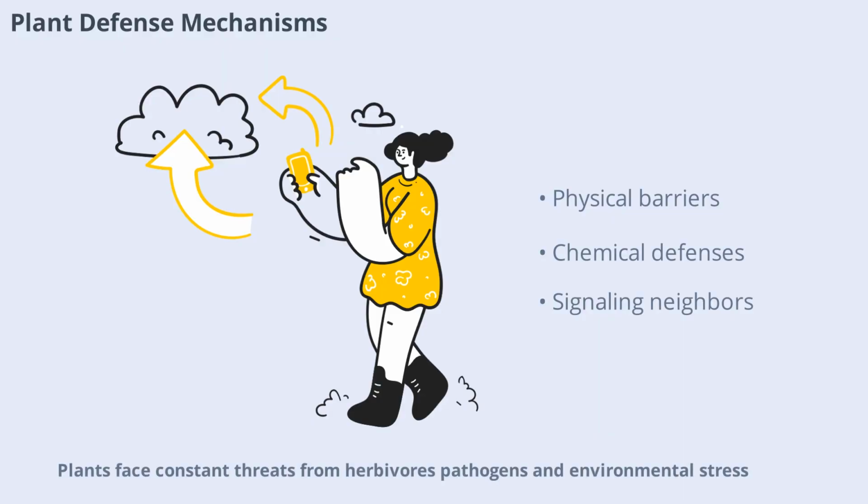Plants face constant threats from herbivores, pathogens, and environmental stress. They have evolved a range of defenses, from physical barriers like thorns and tough leaves to chemical compounds that deter pests or attract beneficial insects. Some plants can even signal nearby plants to prepare for attack.